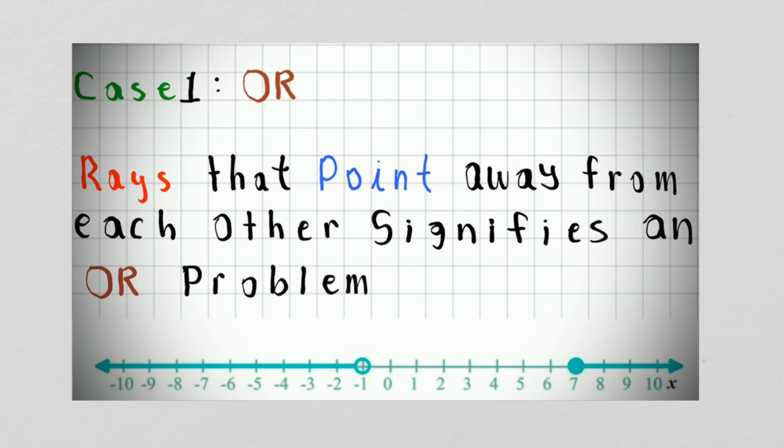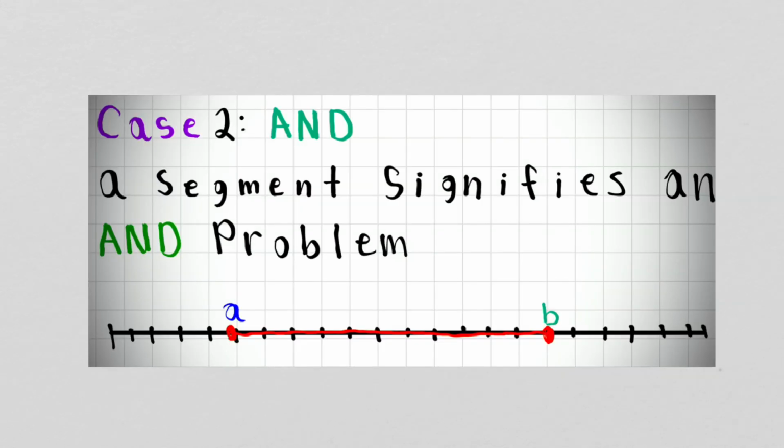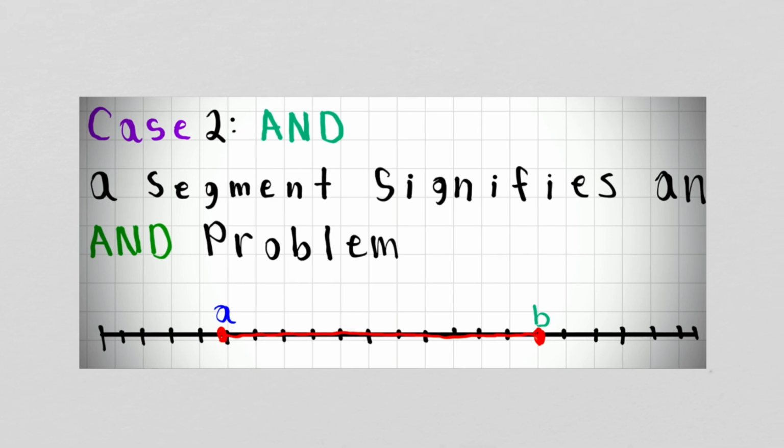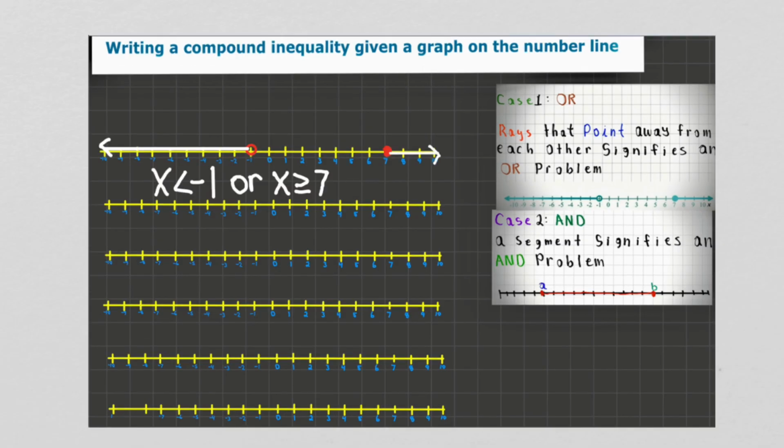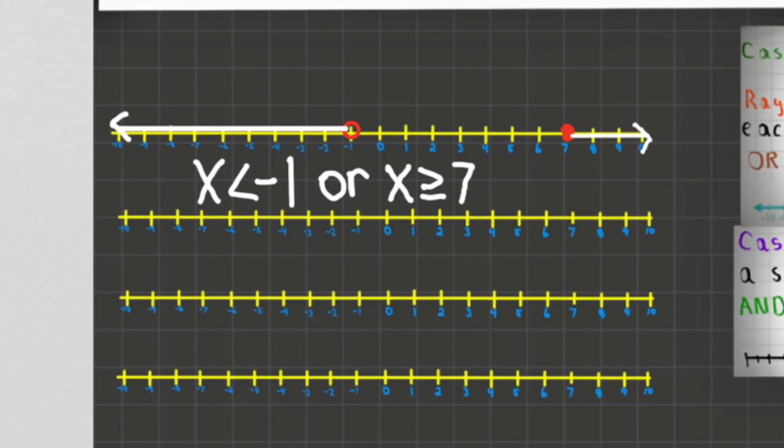Okay, so the same thing. Rays that point away from each other signify an or problem, and a segment signifies an and problem. Okay, so in this one, we're given the graph, and we have to write the compound inequality. We notice right away that these rays are pointing away from each other, so we have an or problem. So now x is less than -1, or x is greater than or equal to -7.